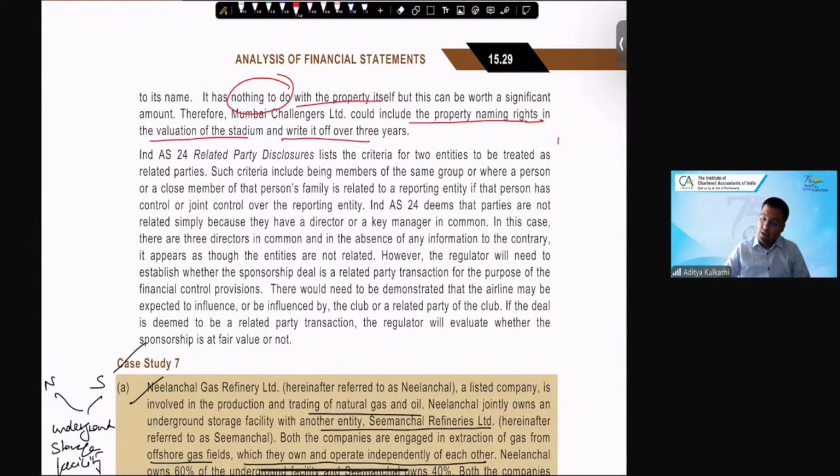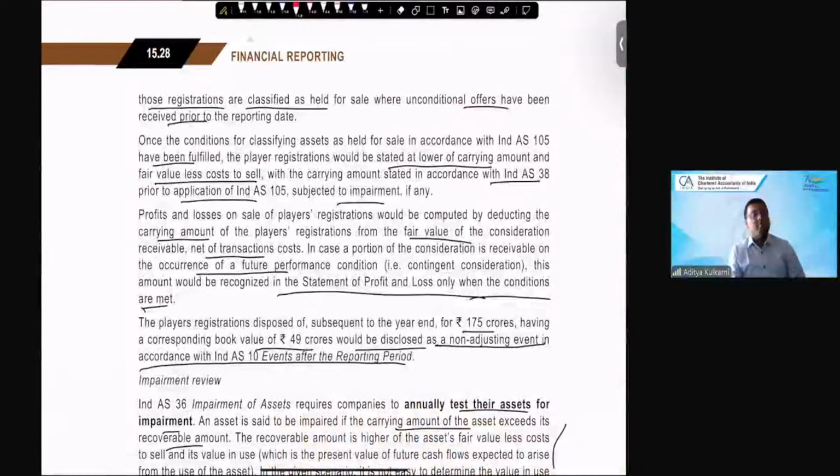Yes. So now coming to this particular part on related party disclosures. We have studied related parties. Tell me one thing. If one or more directors are common between two entities, will it become a related party? Not necessary. It depends on the stake of the directors. It's not at all necessary. Having common directors in two entities will not necessarily mean that both those entities are related.